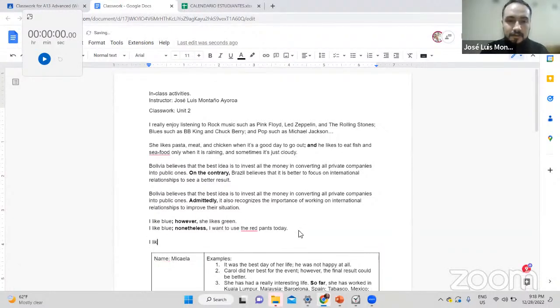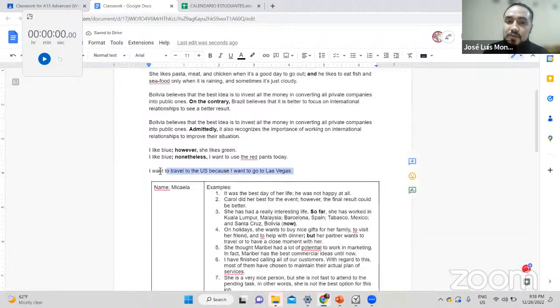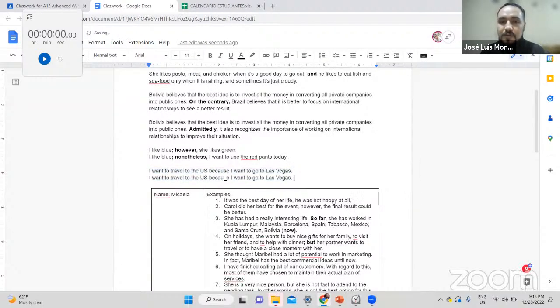You say, I want to travel to the US because I want to go to Las Vegas, right? That's my sentence. So with this sentence, we're going to work the two categories that you have. The first one is using since. You know that since is the same as because.